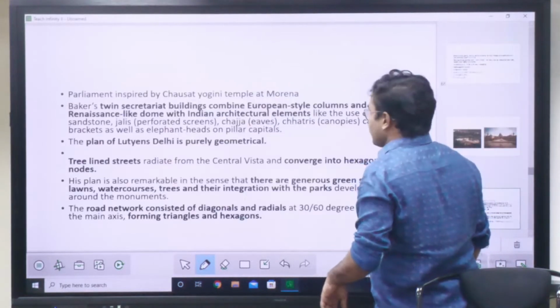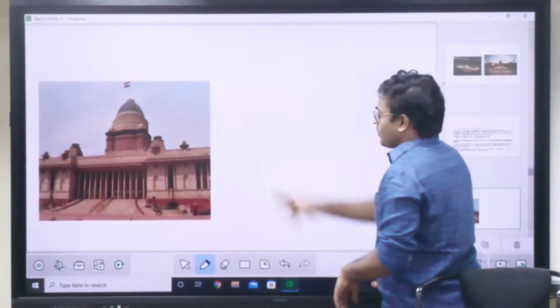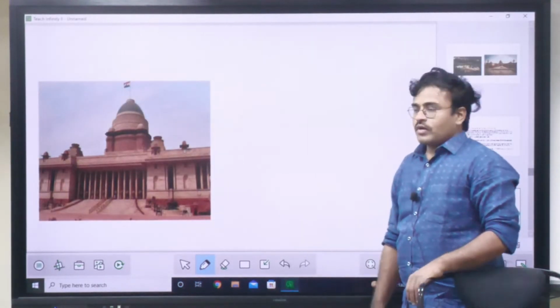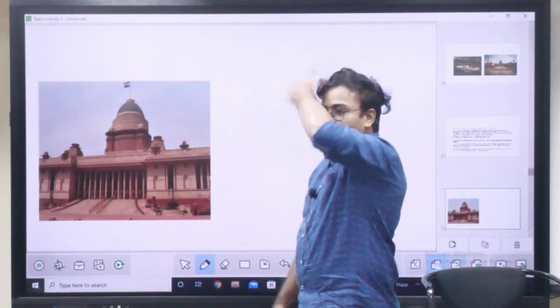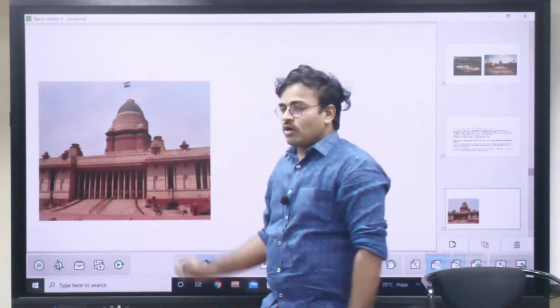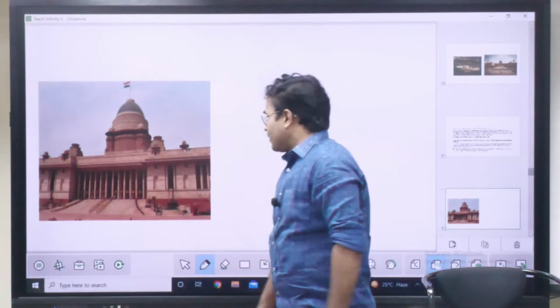And Rashtrapati Bhavan, did I not include the image of Rashtrapati Bhavan? This is the Rashtrapati Bhavan. That is the North Block. One building is the North Block, one is Rashtrapati Bhavan, the other is Parliament.